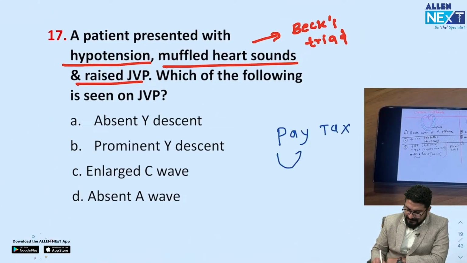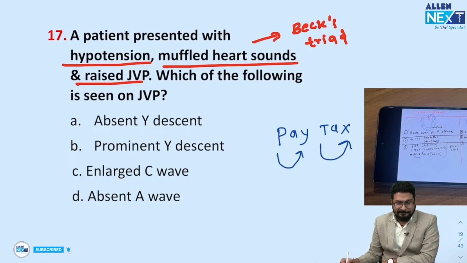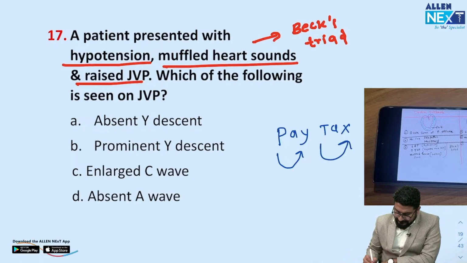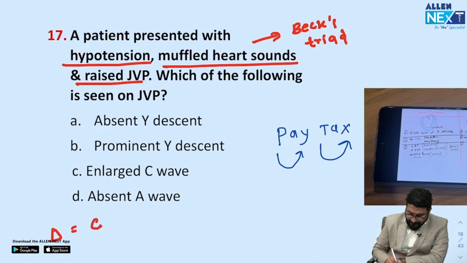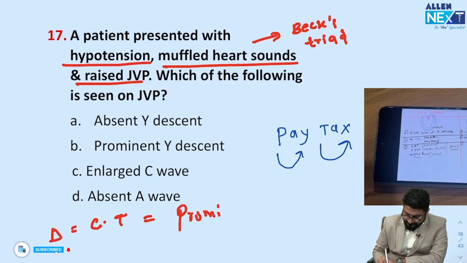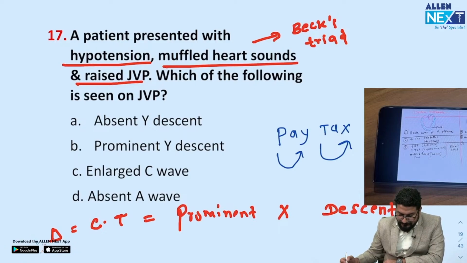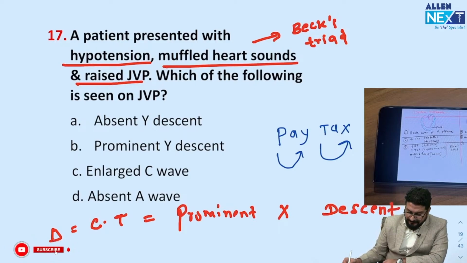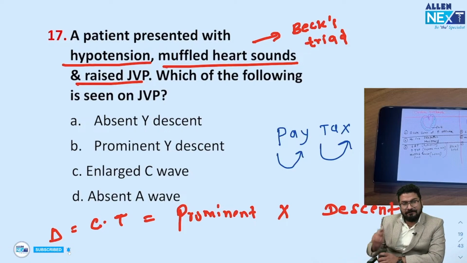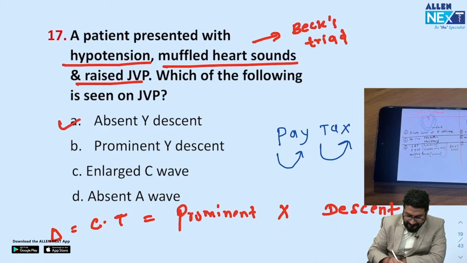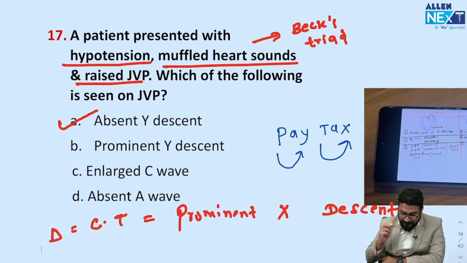PATEX means pericarditis will have a prominent Y descent, tamponade will have a prominent X descent. So the diagnosis will become cardiac tamponade, and in cardiac tamponade you will see a prominent X descent. Prominent X descent is not given in the option. Prominent Y you will see in pericarditis. When either X or Y is prominent, the other will be decreased. So there will be absent Y descent. So the answer for this question will be absent Y descent because there is prominent X.